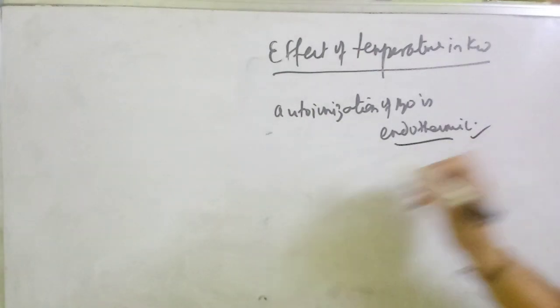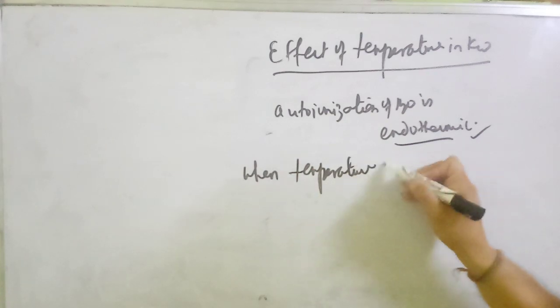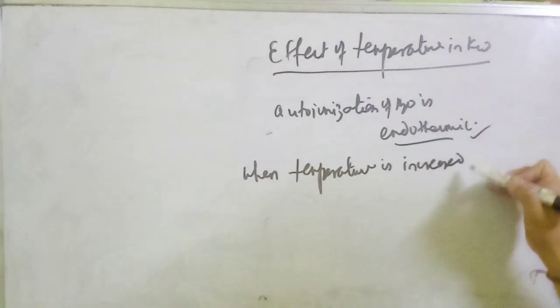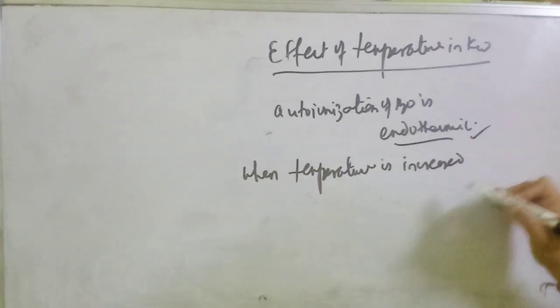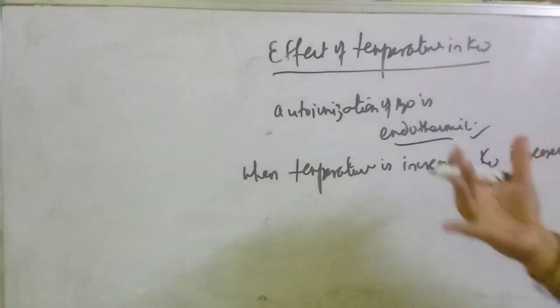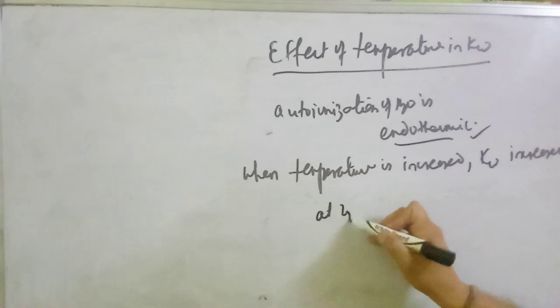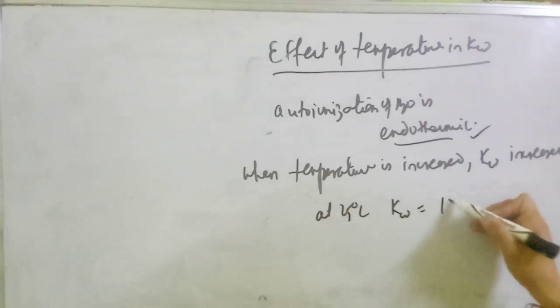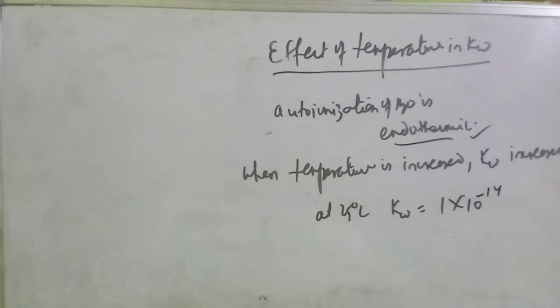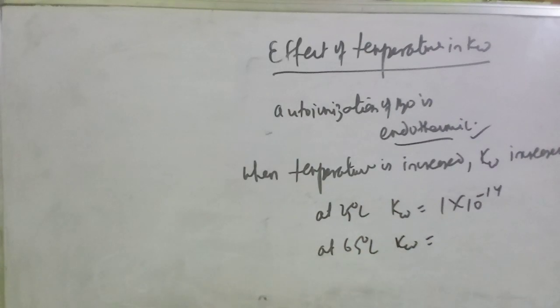So it means that when temperature is increased, the Kw value, the ionic product value, increases, because more ions will be formed, because it is an endothermic process, and if you supply the heat, then it ionizes more, and the ionic product of water will be more. For example, at 25 degrees centigrade, I have already told you that Kw is 10 to the power minus 14. Similarly, at 65 degrees centigrade, the Kw value will definitely increase, and it will be equal to 1 into 10 to the power minus 13.